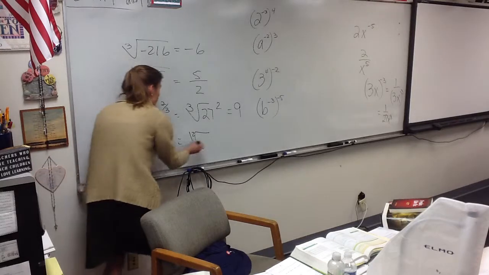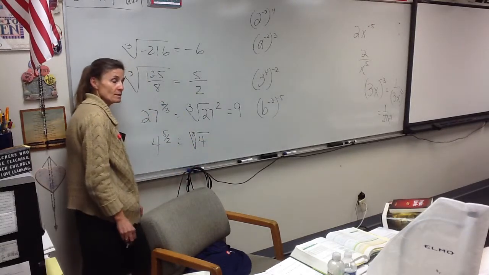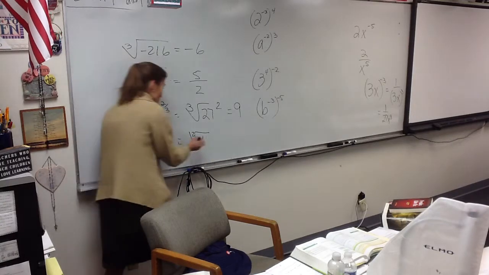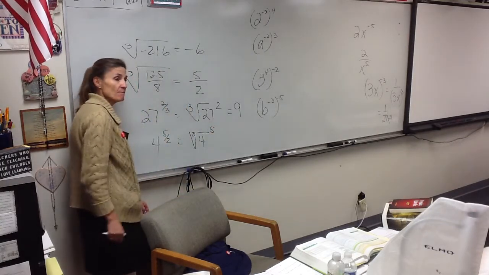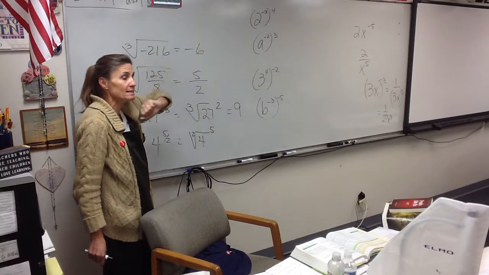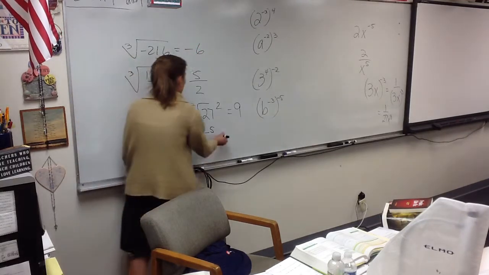So I'm going to take the square root of 4. What's the square root of 4? 2. What am I going to do with that 2? I'm going to take it to the 5th power. 2 times 2 times 2 times 2 times 2. What is that? 32. Very good.